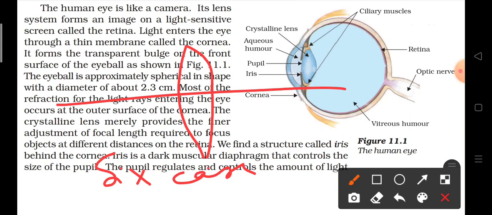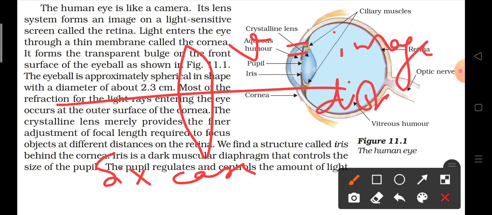When the object is placed at infinity, beyond 2f, at 2f, between 2f and f, at f, and between the optical center and f. So those 6 cases we have studied, and in them the lens is able to form the image at different positions. The value of v, that is the image distance, varies in that case.